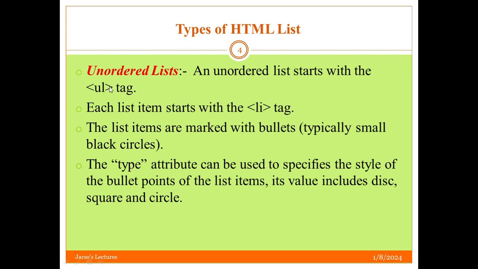The first one is the unordered list. Unordered list means listing an element without the use of any numbers, any alphabet, or any Roman numbers. If we list down an element as an unordered list, it is defined by the UL tag. Within this unordered list, the list items, or the elements which you are going to list, are defined by the LI tag.